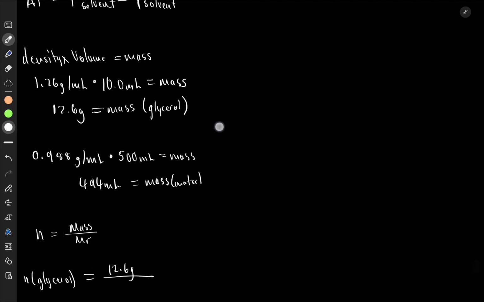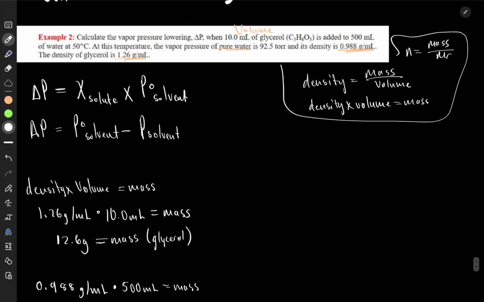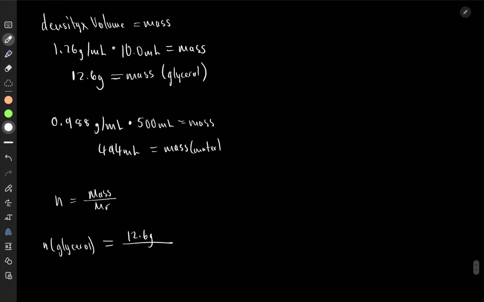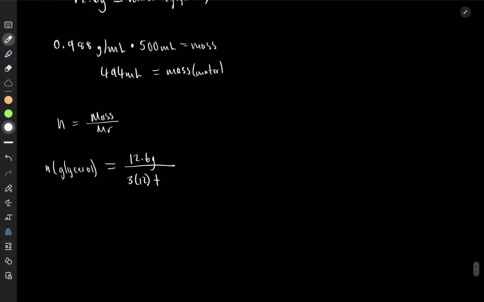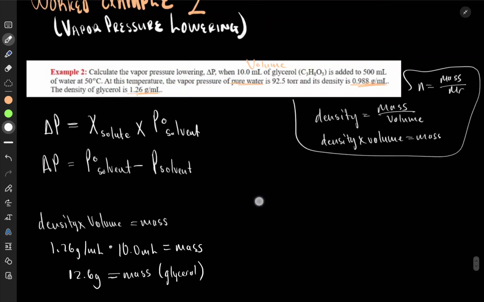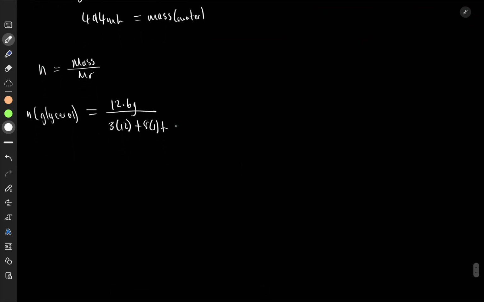Do we have the MR of glycerol? We go back to our question. Glycerol is C3H8O3. C3, that means it is 12 by 3. So it is 3 carbons, so 3 by 12, plus H8, which is 8 hydrogens by 1, plus O3, which is 3 16s, okay?